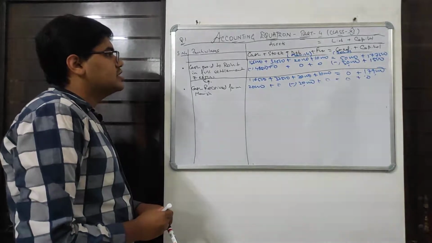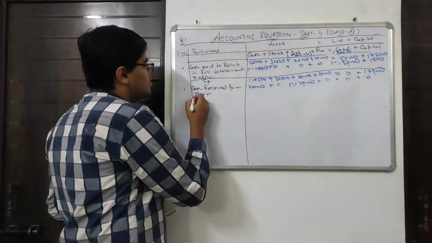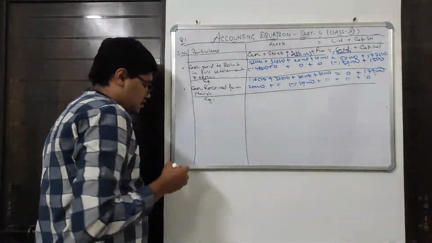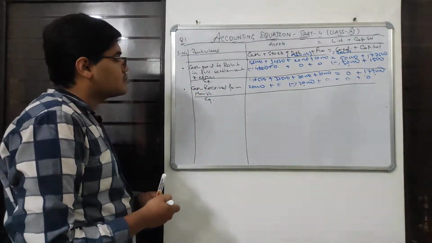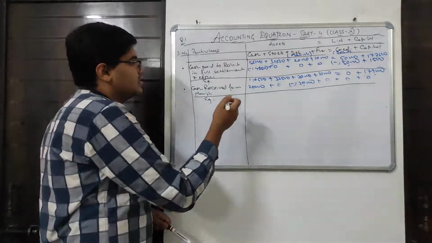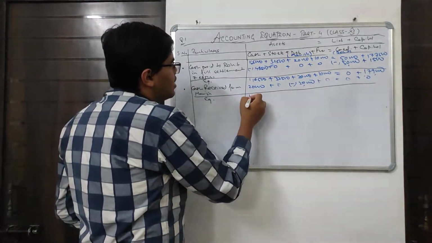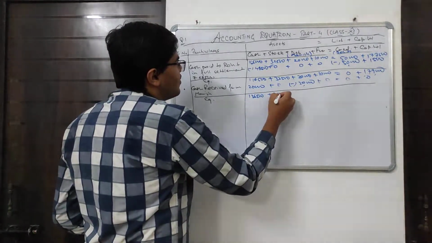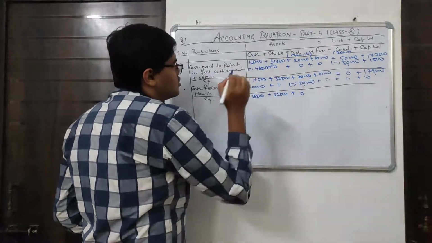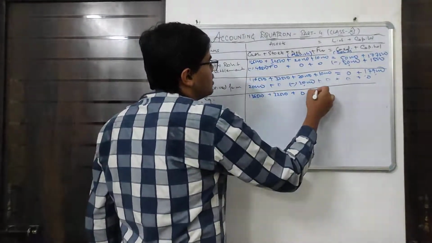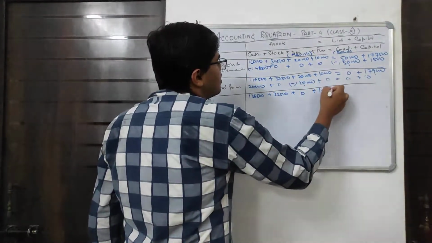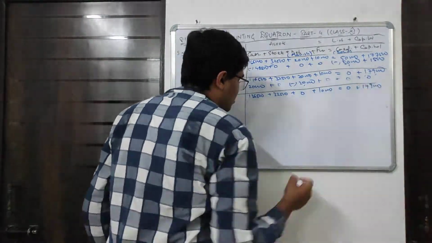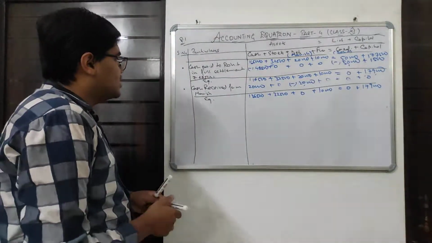Now let us frame an equation and see whether our equation is balanced or not. Equation, you have to write here next: 1,36,500 plus 32,500 plus no stock, debtor will be 0, 10,000 furniture, creditor 0 and plus 1,79,000. Now moving on to our next transaction.